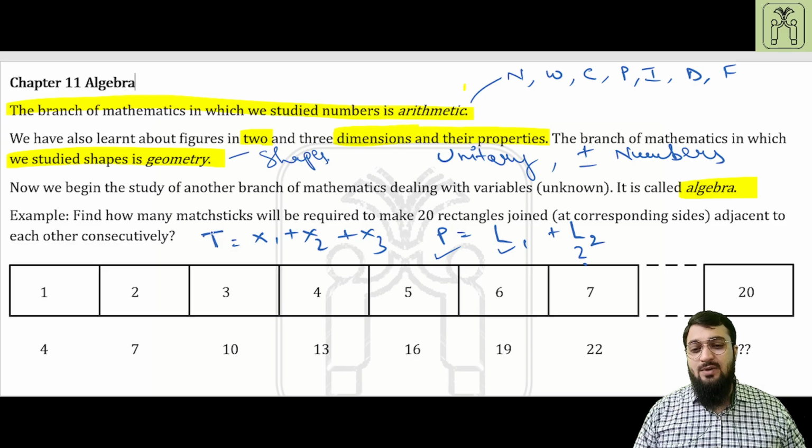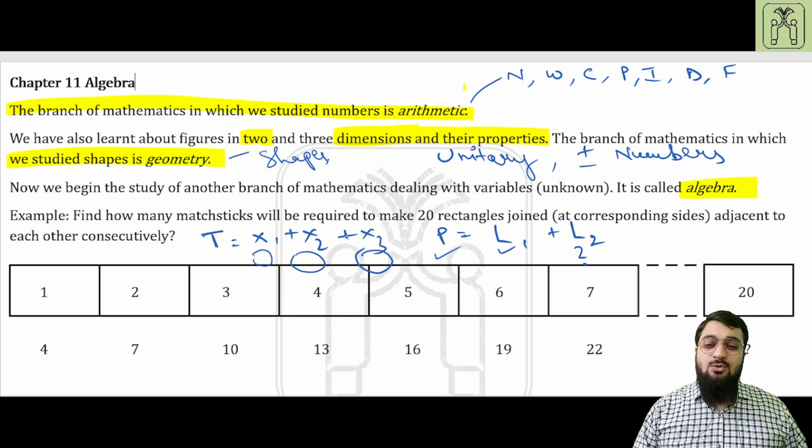For example, if I ask you that I have a total of 140 rupees, and the 140 rupees are made up of this much amount in my right pocket, this much amount in my left pocket, and this much amount in my front pocket. So what is the amount I have in my back pocket? So x4 will become the algebra, because this is the only thing which is not given.